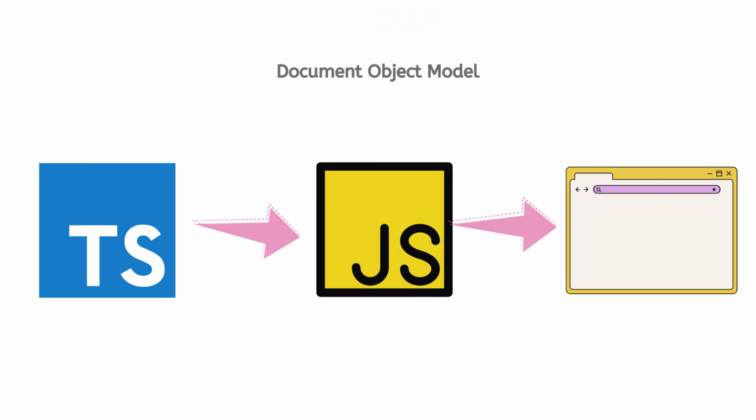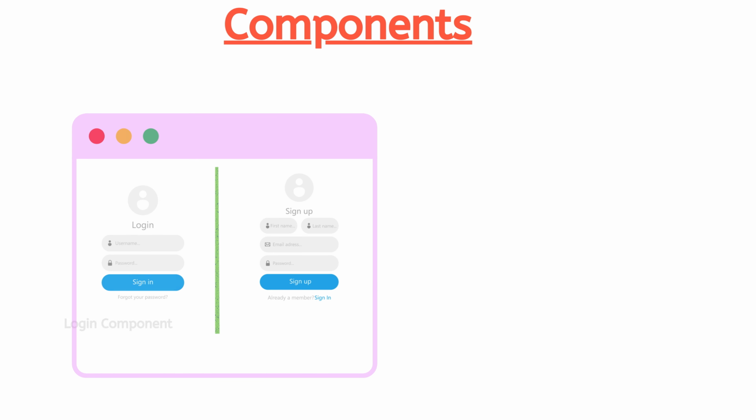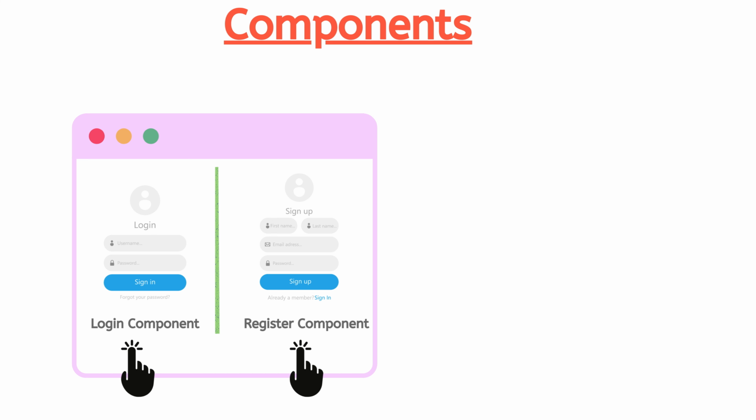So let's discuss components. The component is a building block of an Angular application. Any Angular application can have one or more components rendered onto the browser page. For example, in this particular example, there is a login component as well as a register component. Overall, it is one single web page, but there are two components, login and register.